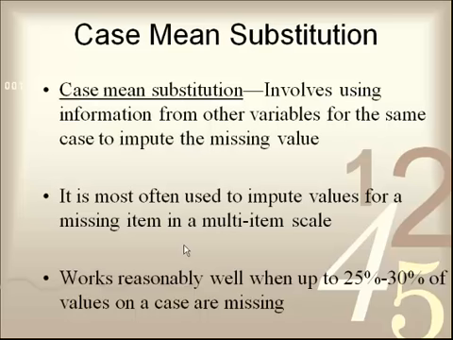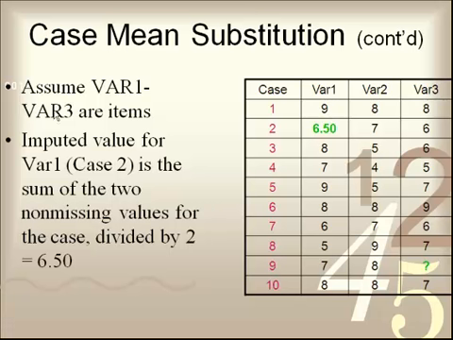It is most often used to impute values for a missing item on a multi-item scale. So like I had mentioned, 1 to 5 or 1 to 10, but if it's consistently the same items on a scale. It works pretty well when you have up to 25 to 30% of values on a case that are missing. But again, when you have values that high, that's a concern and you'd want to dive into your information to find out why.